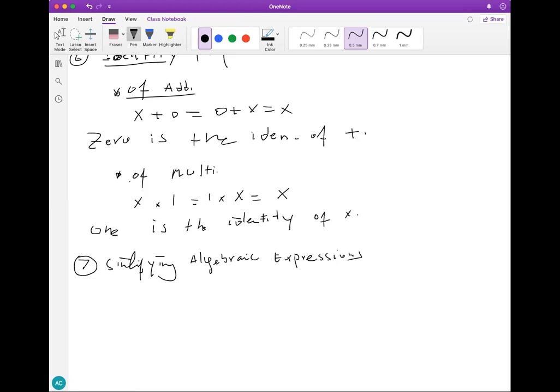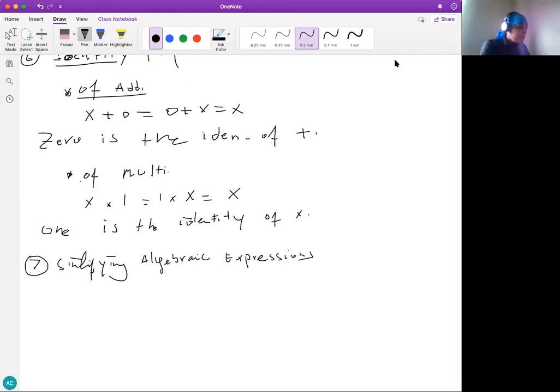First, we need to identify them. We need to know what an algebraic expression is before we see how to simplify algebraic expressions. Can anyone give us a definition? Quick one. What is an algebraic expression? It's very simple. It's not as fancy as it sounds. Anybody? What's an algebraic expression?